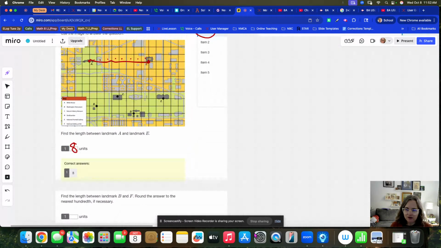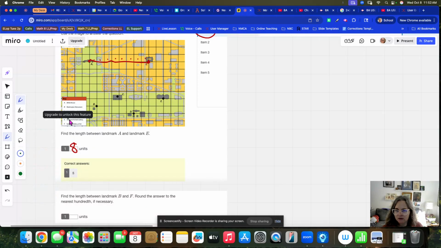Okay? Now, find the length between landmark B and landmark F. Let's look at that on the same grid here. I'm going to get a nice dark green here. So B is here, F is here. This is going to make a really funky looking triangle. It's 1 square on this leg. The other leg is 1, 2, 3, 4, 5, 6, 7, 8, 9 squares.